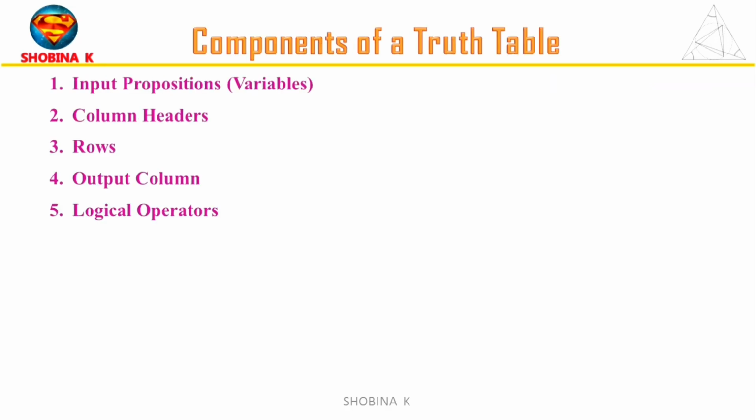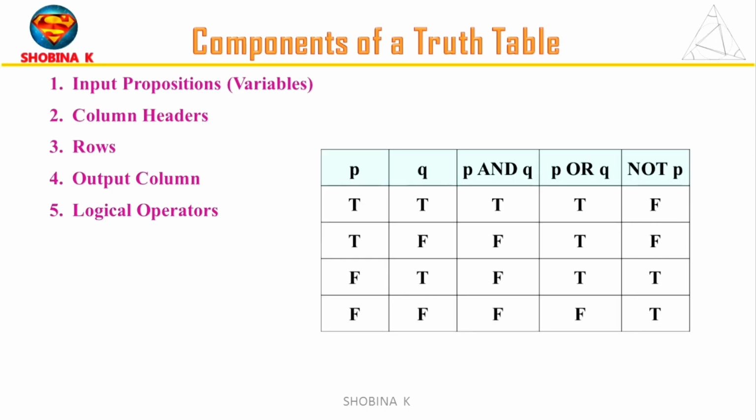And now let's see the components in the context of truth table. In truth table, we have input propositions, also called variables, column headers, rows, output column, and logical operators. And this is an example for truth table with labeled components. First, input variables. These are the variables or propositions you want to evaluate in your logical expression. Input propositions can be represented by letters, and it can take on either true or false.